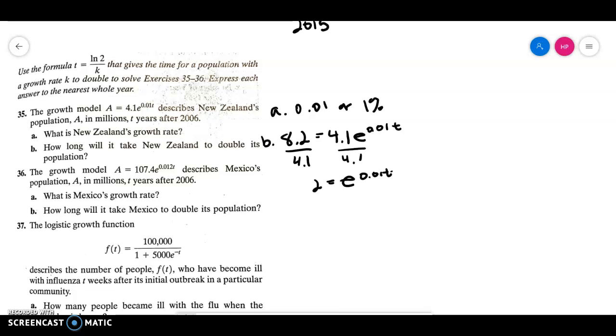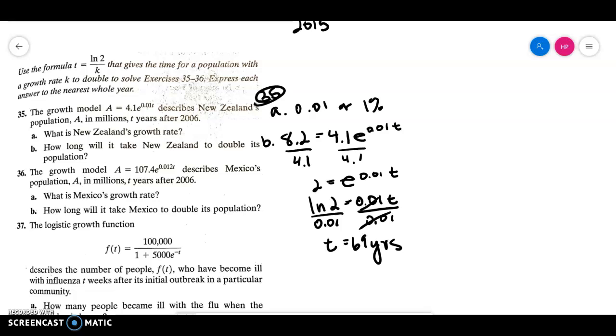Whenever I rewrite this as a log equation, because it's an e, I'm using my natural log. I have the natural log of 2 equal to 0.01 t. So t is always going to be the natural log of 2 divided by 0.01. So my model is just t equals the natural log of 2 divided by 0.01, which if I solve that, I get that t is equal to 69 years. So this was number 35.